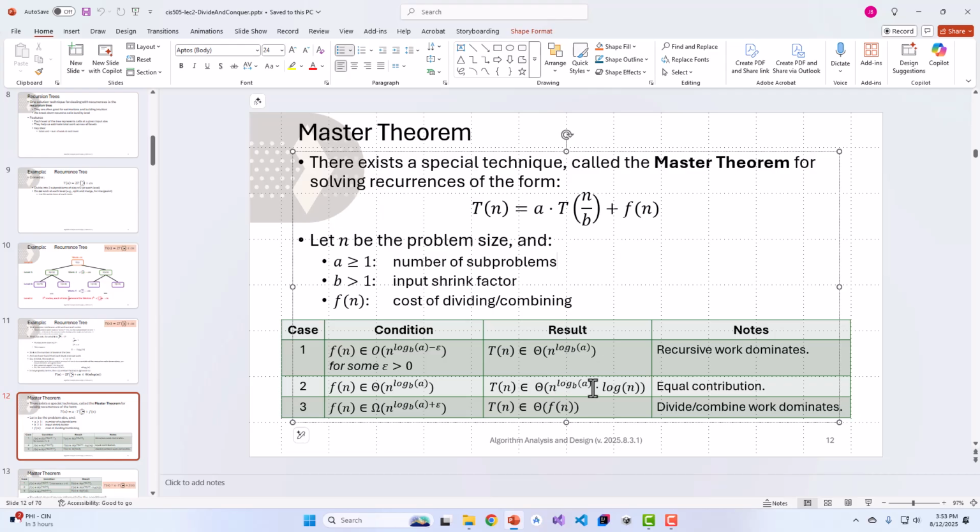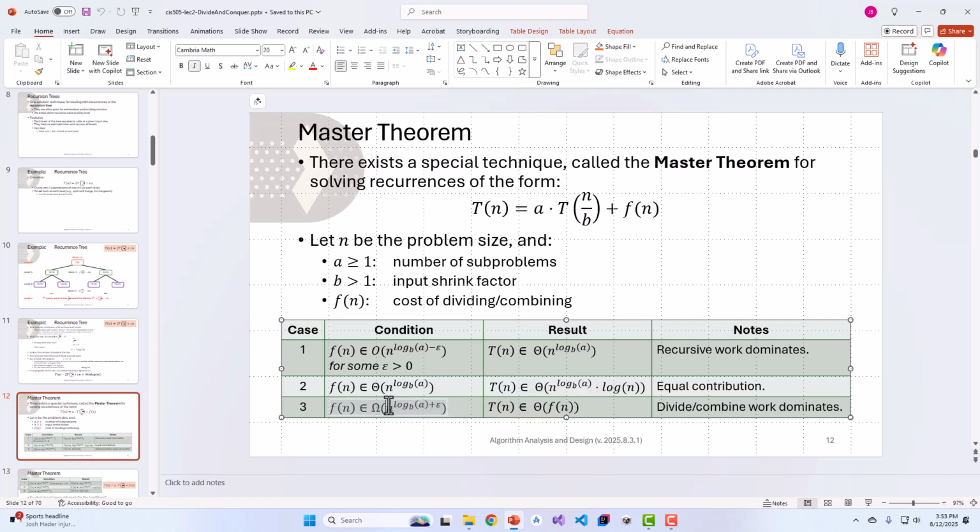So it's basically the watershed function times log of n. This is how we end up with things like n log n. And then over here, you have a lower bound. This is case 3. If you see that your f of n specifically has as its lower bound the watershed function plus some small amount to make sure that it's below.